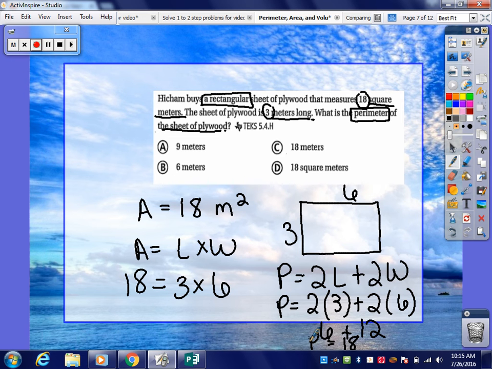Now we have 2 different answers that say 18. So we know it's not A, we know it's not B. Now would it be 18 meters or 18 square meters? In your mind, think about it. When you have an answer, put your hand on your head.